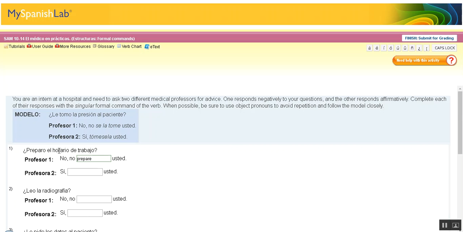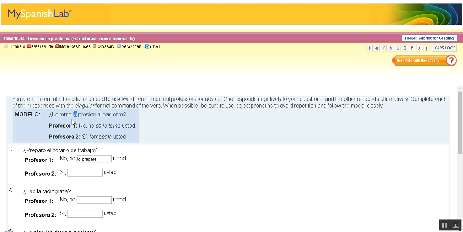The it for horario is going to be, remember, for your direct objects you have lo, la, los, and las. So you have lo for el horario. So we're going to put no lo prepare usted. So this one doesn't have an indirect. Maybe that's what the problem is, that you're trying to add an indirect when you don't have it. Up here you have both a direct and an indirect, because what you're taking is blood pressure, and you're taking it of the patient.